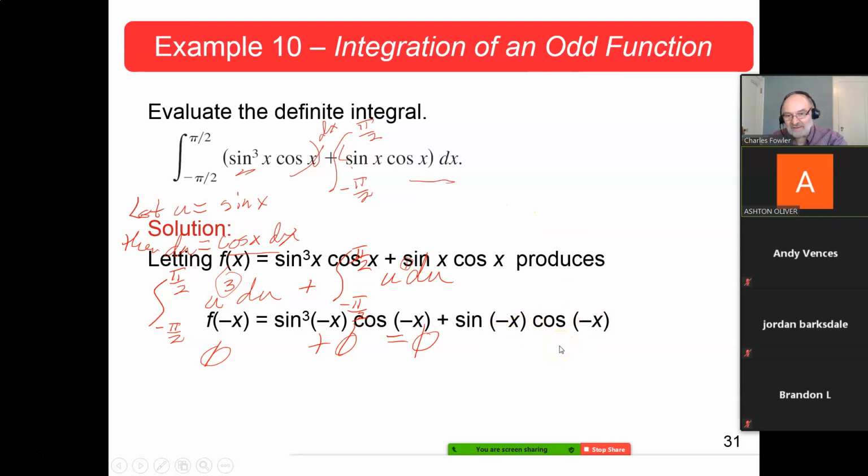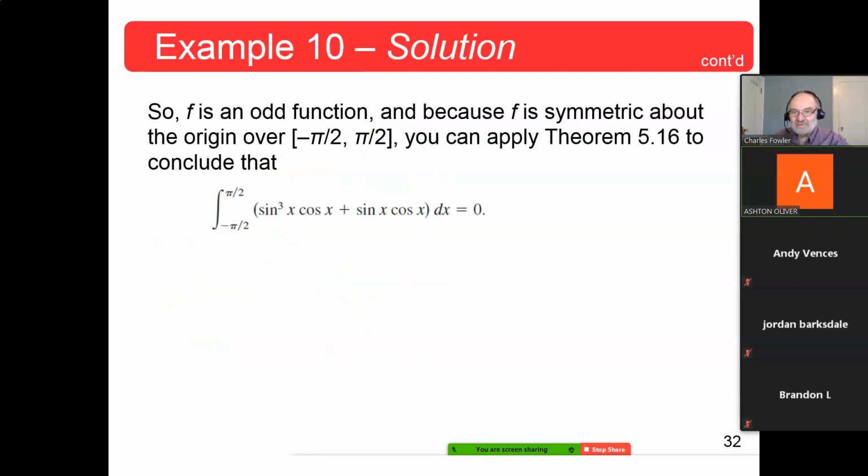But carrying it out the way they're doing it, that would be minus sine cubed x times cosine x, minus sine x times cosine x. And again, I think, why in the world do it this way? That's minus f of x. That's what they were trying to do. This is exactly opposite of what your first thing is. So that is an odd function, and then once you see it's an odd function, you know the integral of a symmetric interval of an odd function is 0.